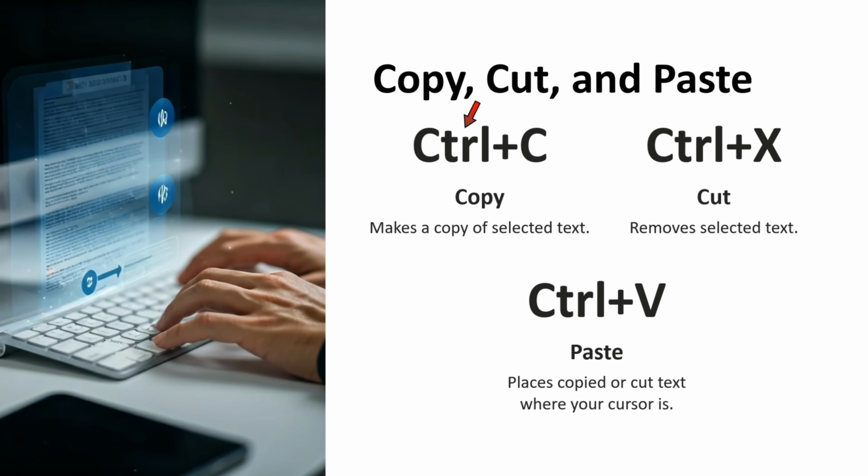Control plus C is used to copy the selected text. Control plus X is used to remove the selected text. Control plus V is used to place the copied or cut text where your cursor is.